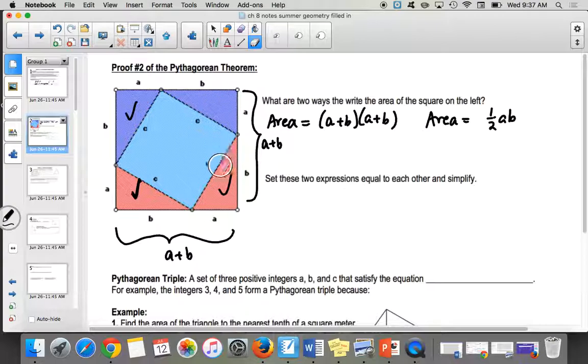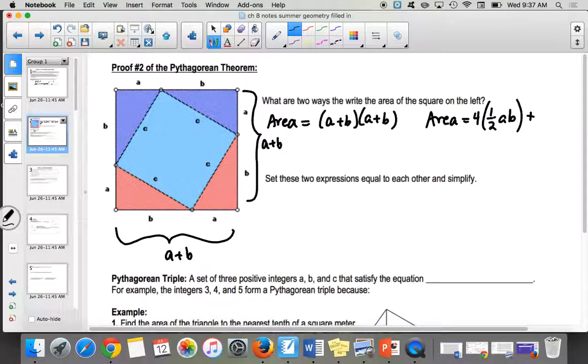Okay, so how many of those 1/2 ABs did I have? We had 4 of them. That's correct. So we have 4 of the 1/2 ABs added to the square that's in the middle. So if I have this square in the middle, what's the area of this square? It's c times c, right? So c squared. Perfect. Okay, so that's 2 ways to write our area. So it says set these 2 expressions equal to each other, and we're going to simplify it down. So this is algebra. Yay, algebra. So we're setting a plus b times a plus b equal to 4 times 1/2 ab plus c squared.